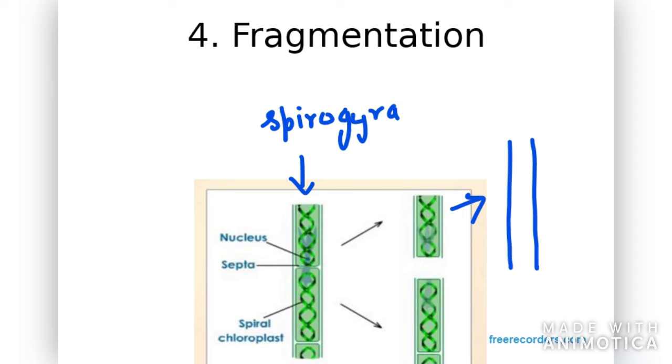This type of process occurs in multicellular organisms with simple body organization. So you must remember one example is Spirogyra, which gets converted into fragments, and these fragments grow into a complete organism as their parent cell was.